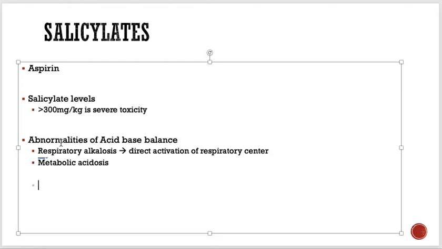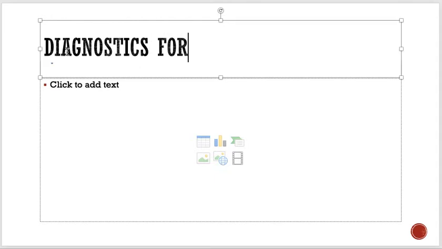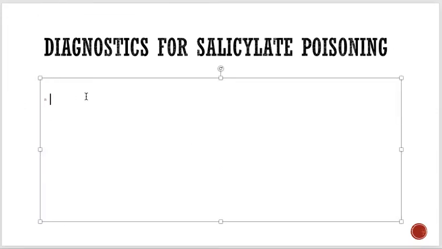So what are the tests now? What are the labs you can do? Diagnostics for salicylate poisoning. First of all, we can check the salicylate levels. Makes sense, because we want to see whether the doses are lethal or not, right? So of course, salicylate levels are going to tell you this. Second, we can go for arterial blood gases, which gives you the carbon dioxide level, the bicarbonate levels, and the pH in the patient. So you will ask for arterial blood gases.